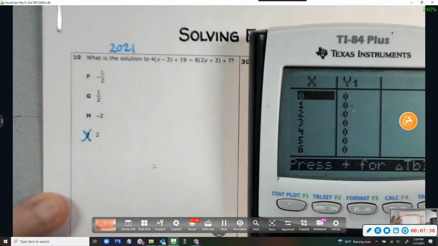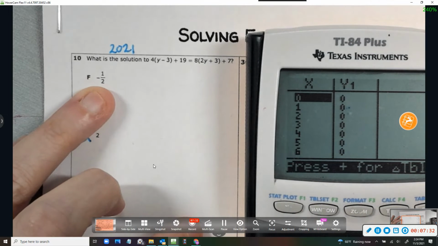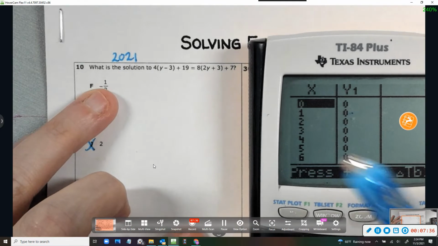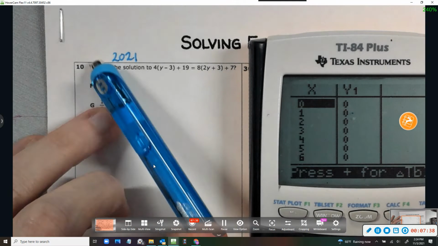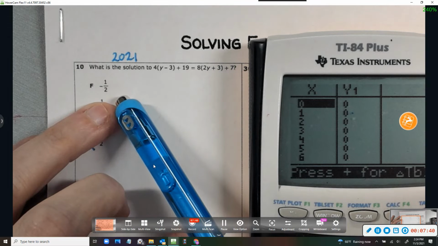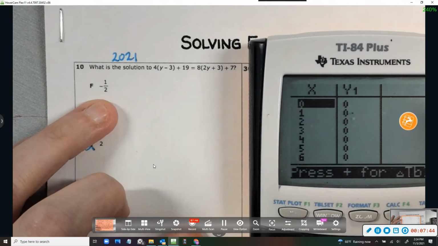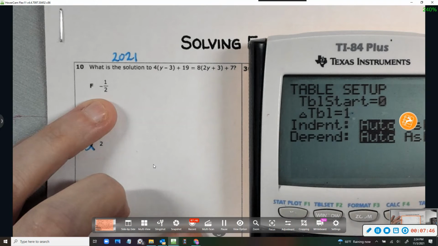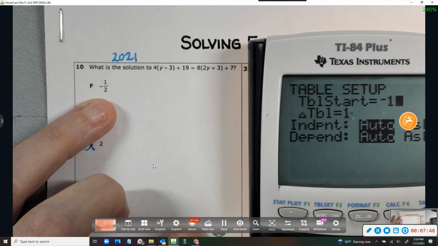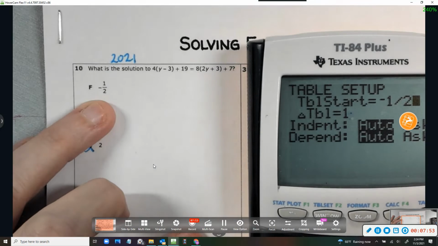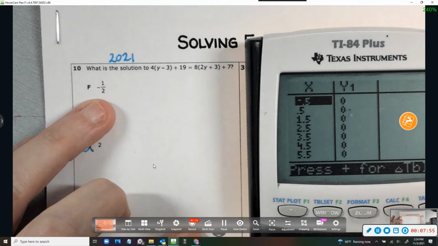Okay, now let's look at negative 1/2. Remember how I told you guys can jump around in a table? This is a great thing to know, because I can jump straight to any fraction, decimal, or square root even. If I hit second window, I can jump straight to negative 1/2. I just do top divided by bottom, so negative 1/2. Now when I hit table, it jumps me right there.